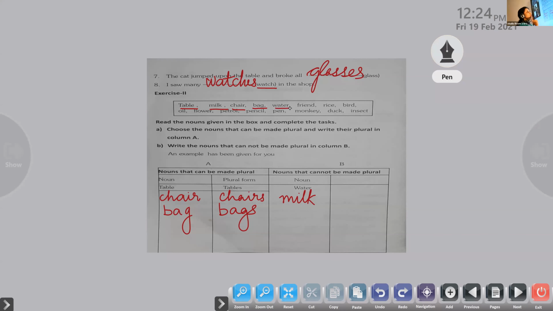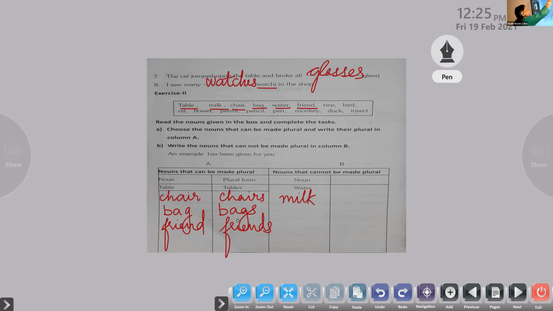Water, we cannot count water. Only we can say a bottle of water, a glass of water. Okay, all of you keep your audios muted. Okay, a glass of water or a packet of water or whatever it is, bottle of water. Okay, friend, however, how many friends do you have? We can count your friends. So it is countable. So please do write the plural form of it, friends.